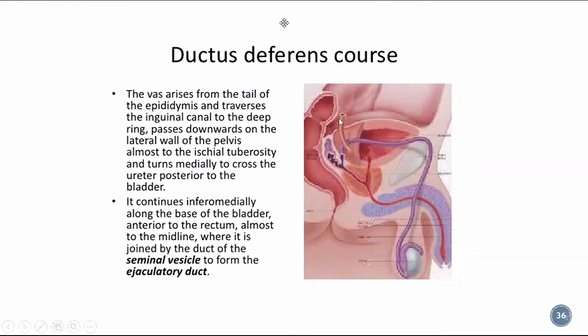This is your ureter. This is your ductus deferens, crossing posterior to the bladder, posterior to the ureter. And then it continues inferomedially along the base of the bladder. This is your bladder, by the way. Along the base of the bladder, anterior to the rectum. And when it goes to the midline, it is joined by the duct of the seminal vesicle to form the ejaculatory duct. So the ejaculatory duct is formed by the union of the seminal vesicle and the ductus deferens.